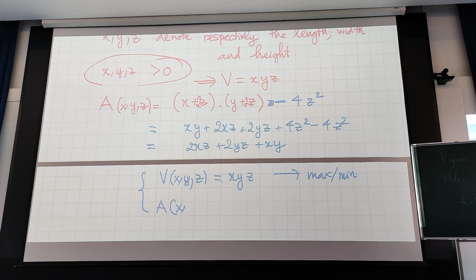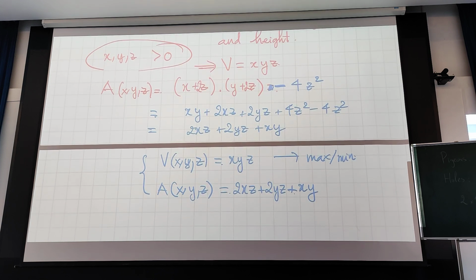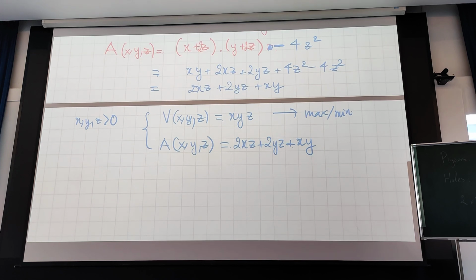This is function a. The area function is given by 2xz plus 2yz plus xy. And keep in mind that we consider only the case when x, y, and z are greater than 0. Okay? This one is completely a mathematical problem. Right? So we are here in the second step, the optimization problem.